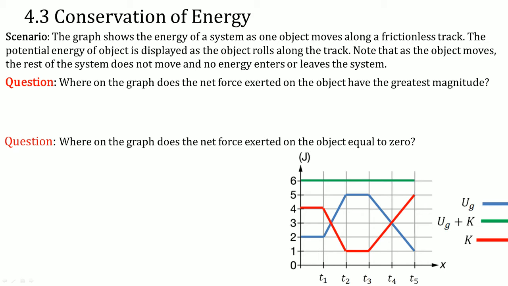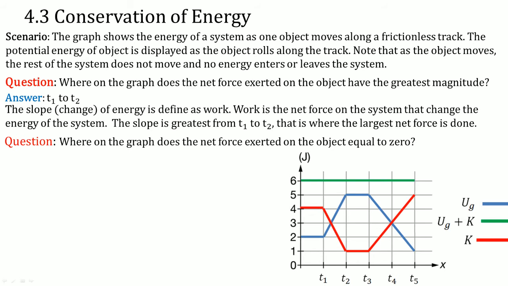Question. Where on the graph does the net force exerted on the object have the greatest magnitude? Answer. It would be from T1 to T2. The reason why is because the slope, which is the change of energy, is defined by work. Work is equal to delta KE. Work is the net force on the system that changed the energy of the system. The slope is the greatest from T1 to T2. Therefore, that is where the largest net force is being done.